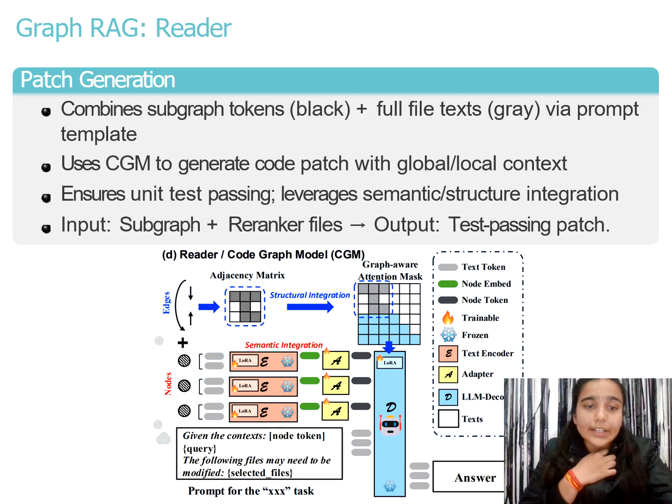Then comes the reader. The reader takes the subgraph tokens and the full top 5 files from the re-ranker. It generates a patch based on global structure and local details, and ensures unit test passing via semantic or structural leverage. The input to this reader is the subgraph and re-ranker files, and the output is a test-passing patch. This closes the loop, agentless.